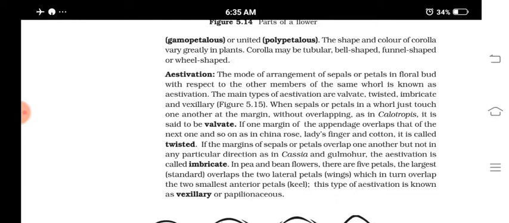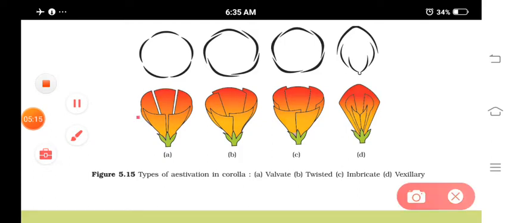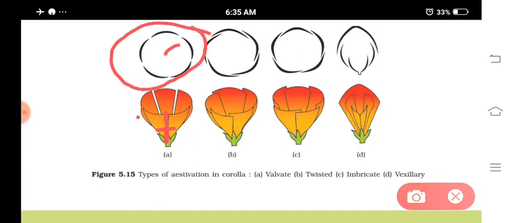So let's see one by one. When the sepals or petals in a whorl just touch one another at the margin, without any overlapping. You can see here they are just placed very near to each other, or they are just touching each other. There is no overlapping between the members of the calyx or corolla. In this plan, you can see they are not touching, they are not overlapping each other, isn't it? They are just placed near to each other.